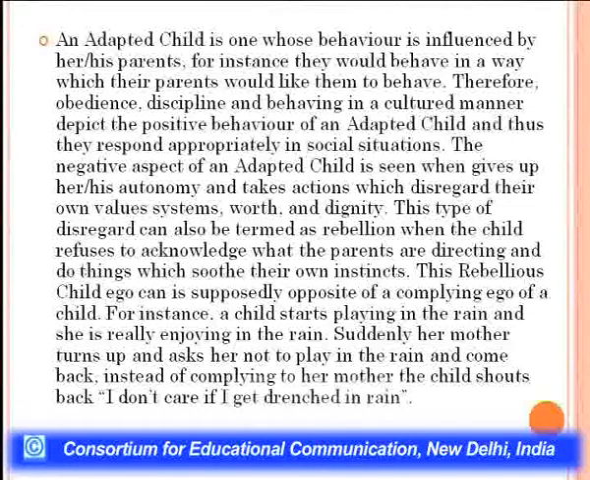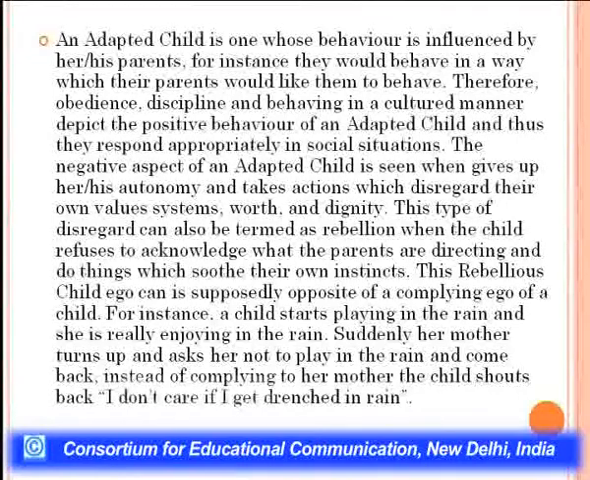The negative aspect of an adapted child is seen when he or she gives up autonomy and takes actions which disregard their own value systems, worth and dignity. This type of disregard can also be termed rebellion, when the child refuses to acknowledge what the parents are directing and does things which satisfy their own instincts. This rebellious child ego can be supposedly the opposite of a complying ego of a child.